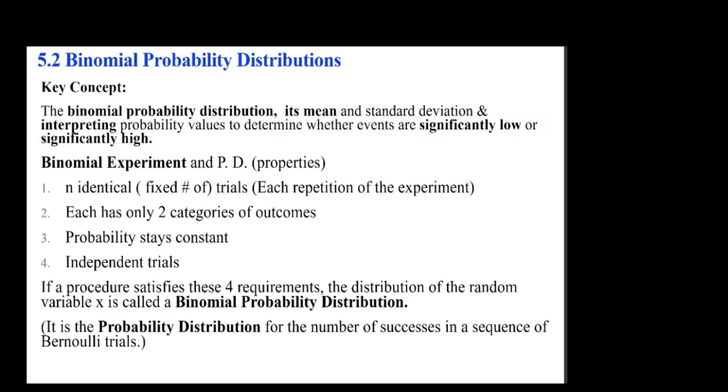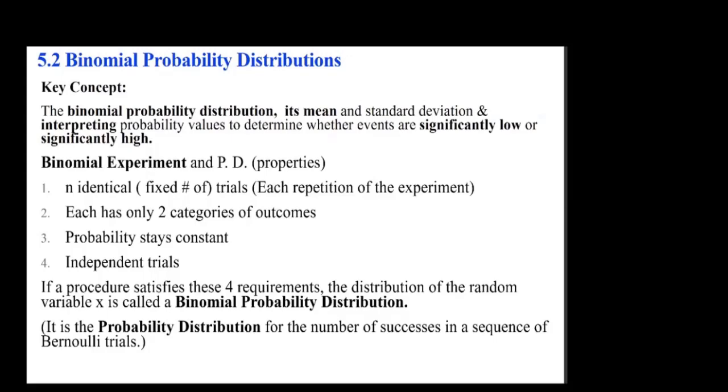Binomial experiment and PD properties. 1. N identical, a fixed number of trials, each a repetition of the experiment. 2. Each has only 2 categories of outcomes. 3. Probability stays constant. 4. Independent trials. If a procedure satisfies these 4 requirements, the distribution of the random variable x is called a binomial probability distribution. It is the probability distribution for the number of successes in a sequence of Bernoulli trials.